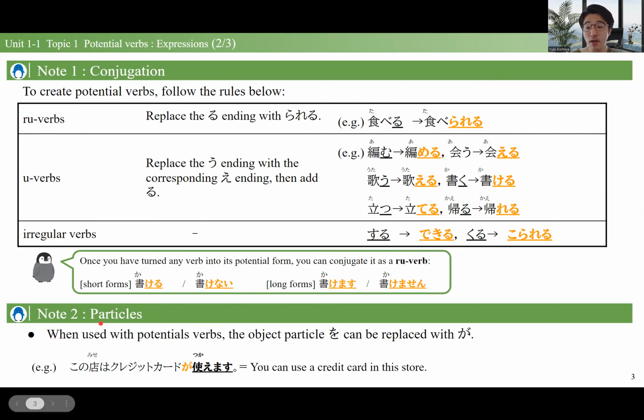Finally, there's a particle change as well. When you use potential forms in a sentence, the object particle o can be changed into ga. So if you think of tsukau, you normally use o, something o tsukau, but in a potential sentence, o can be changed into ga. So クレジットカードが使えます instead of クレジットカードを使えます. It's not compulsory. You can keep o. It's not wrong, but in some cases, some speakers might use ga instead of o in the potential form sentence.